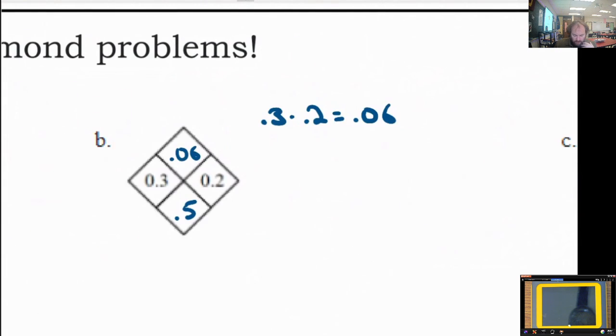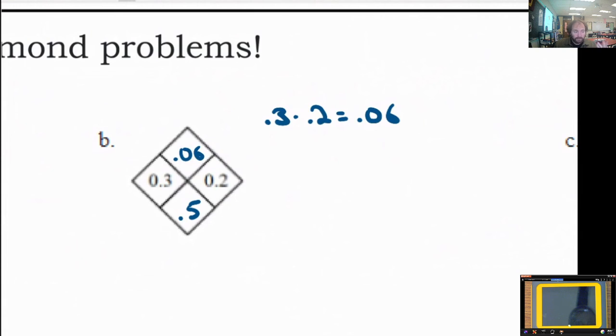Question B. Again, this one, they gave you the numbers, so all you really got to do is think, what is 0.3 times 0.2? And you can go on a calculator if you don't know it, but it's 0.06. The trick there is to remember to add the 0 in as you go. And then if you add them together, it's just 0.5.